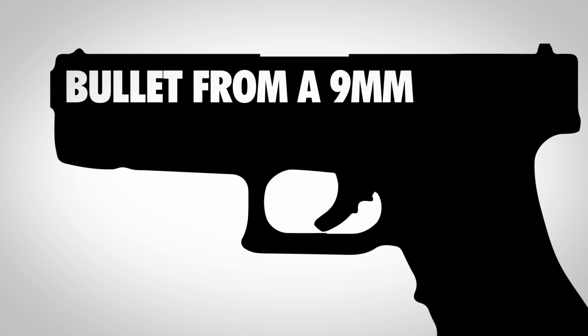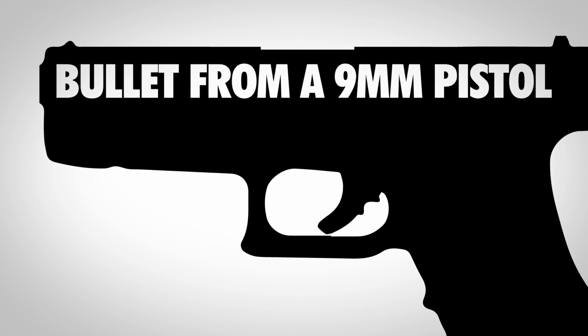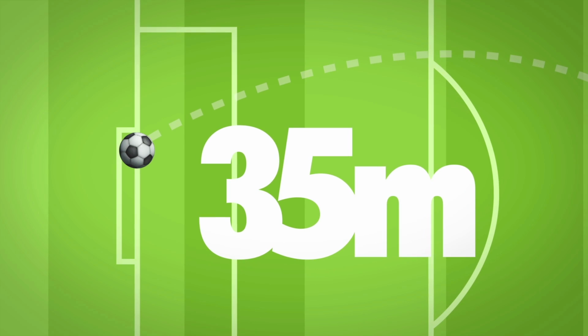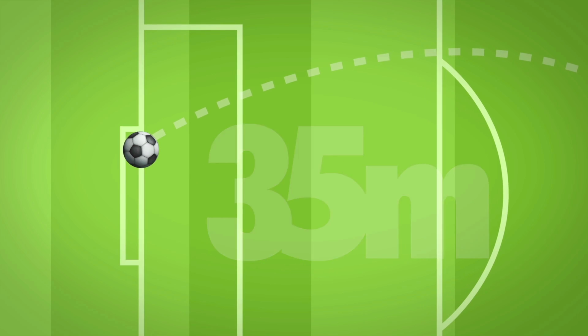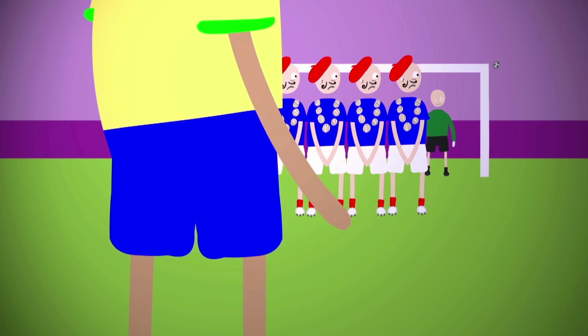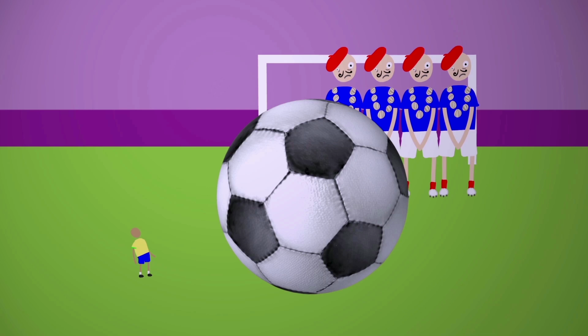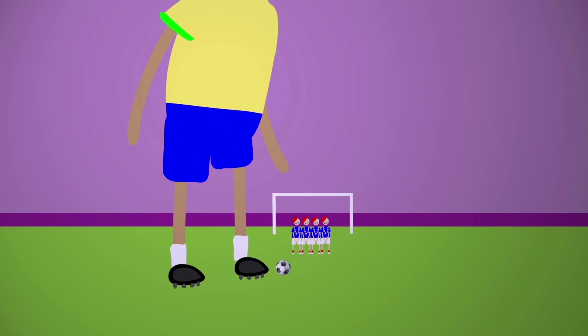So in conclusion, if you were 35 meters from goal, then it is theoretically possible that you could generate enough power and swerve to boomerang a football back to you. But you would need to run faster than a high-speed train and be about 75 feet tall.